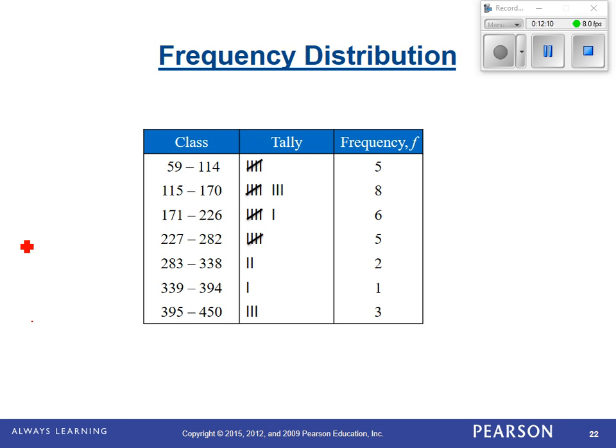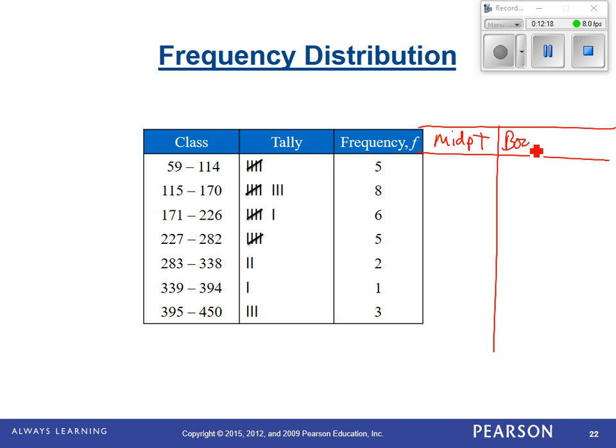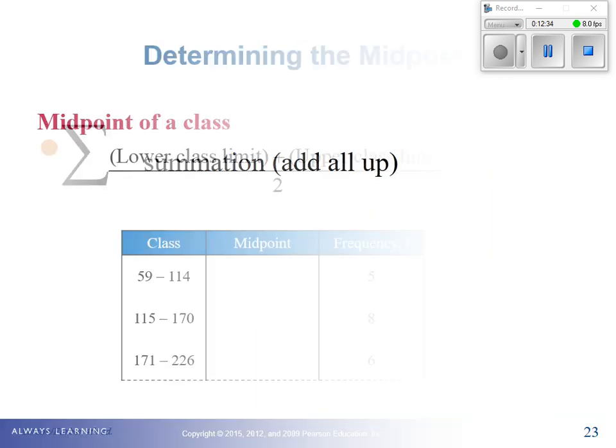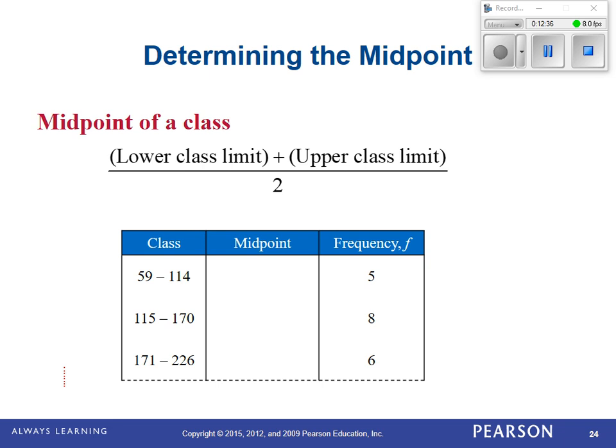Again, we're gonna add other things out here. Some of the things we're gonna add: a midpoint, boundaries, cumulative frequency, and so on and so on. We're just gonna keep adding stuff to it. Summation, we already did that. Midpoint of a class.